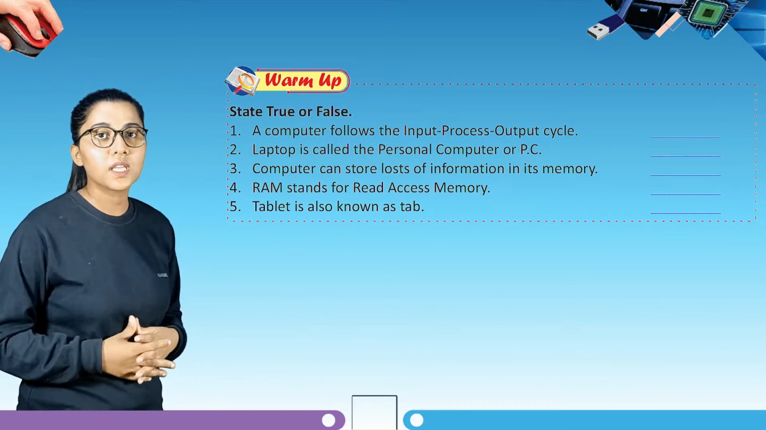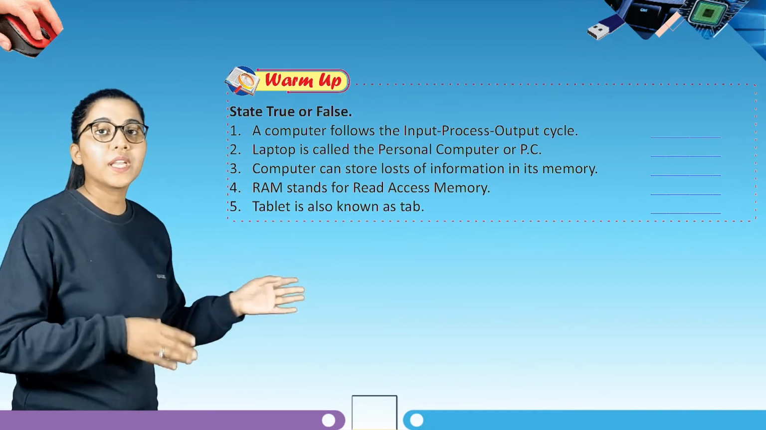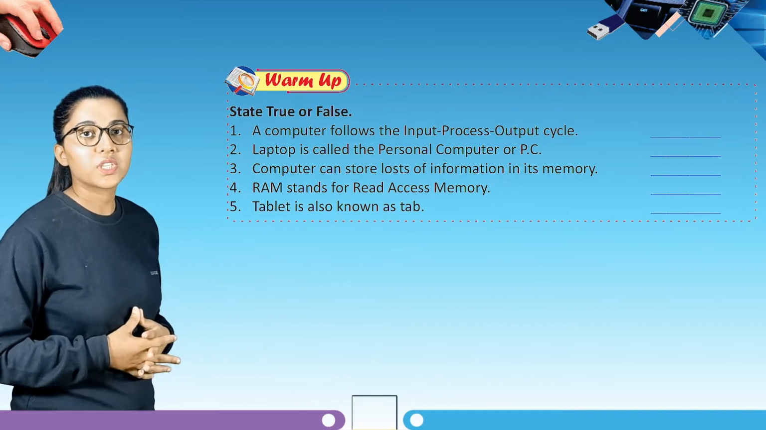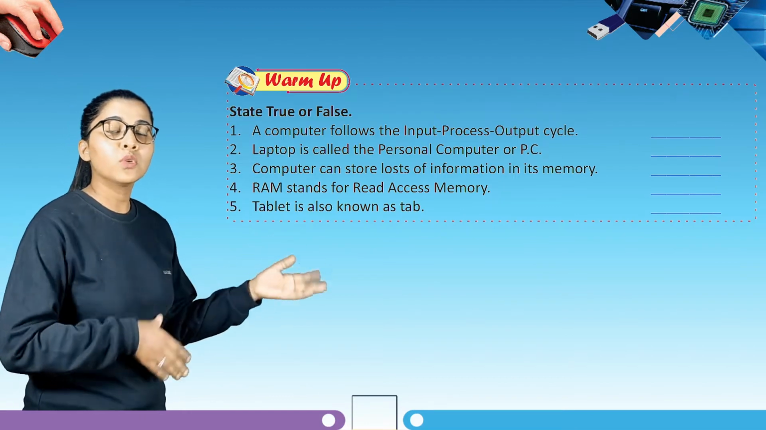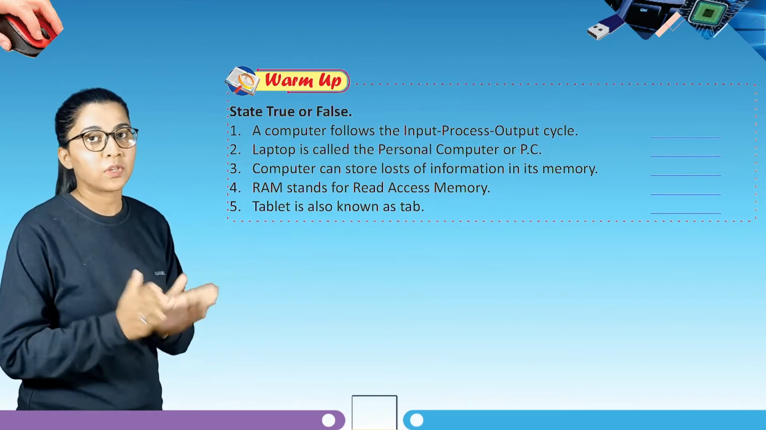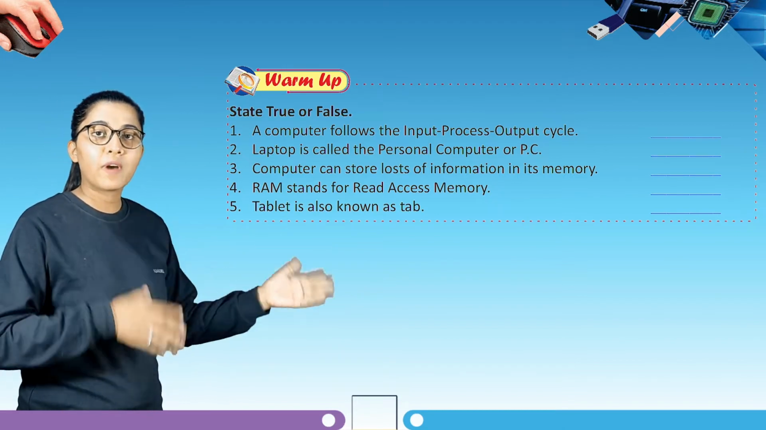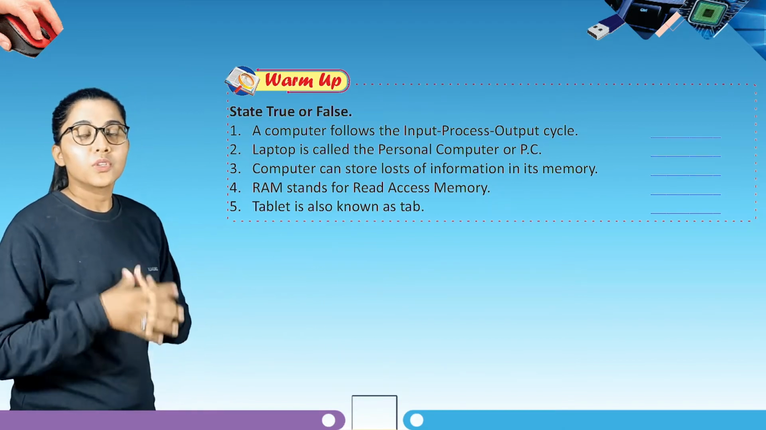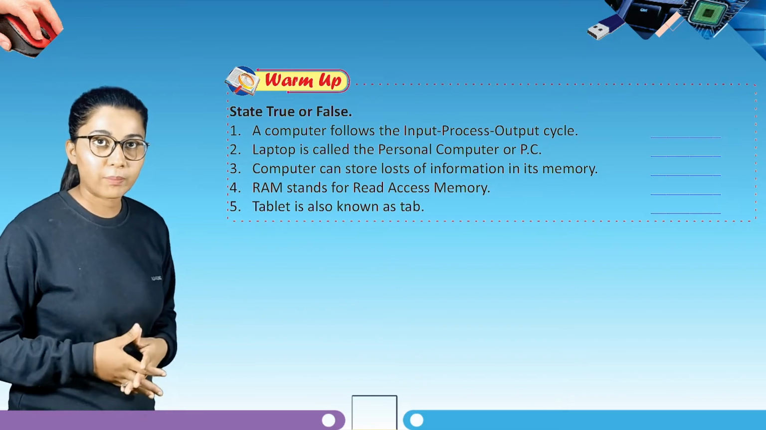Now fourth is, RAM stands for read access memory. Our fifth question is, tablet is also known as tab. So students, write T if you find the statement true or write F if you find the statement false. So now students, let's start our chapter.